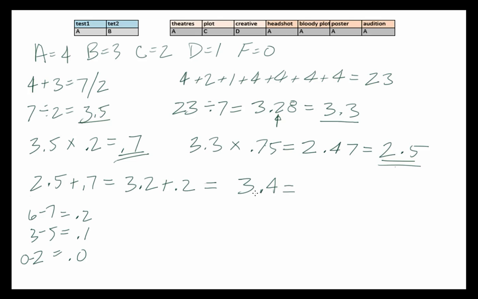Now when I'm calculating my midterm grade, I'm only going to round to the whole number. So rounding to the whole number, 3.4, that's going to give me 3. And when I look up here, 3 is equivalent to a B, and so B is my grade so far. Alright, so that's how you figure that out.